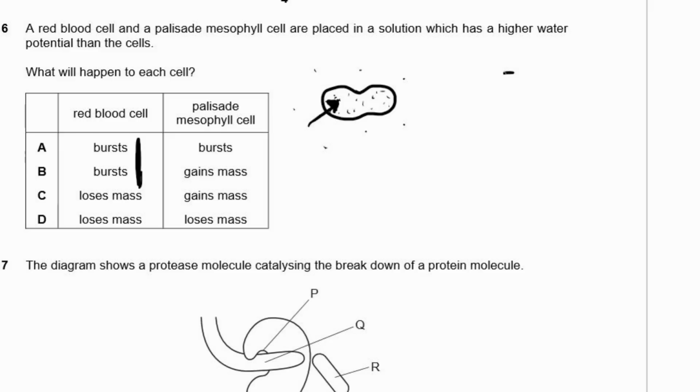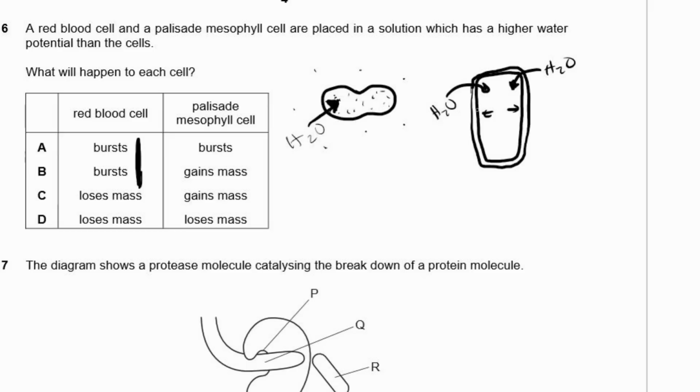The palisade mesophyll cells, now they're slightly different. And the reason why they're different to the red blood cell is they have that extra layer around the outside so that the cells can expand. So when the water goes in, same deal. There's lots of stuff dissolved inside and not a lot of stuff outside. Water goes in. This is H2O going in here. Okay, it will go in, but the pressure will increase in here, but the cell wall on the outside makes it so the cell doesn't burst. And that means that it just gains mass. It doesn't just burst. So the answer to this question is B.